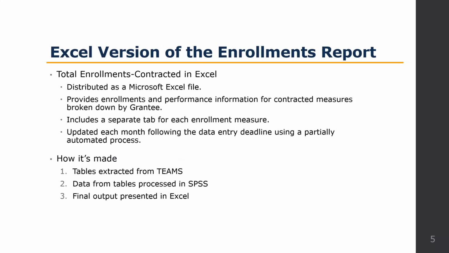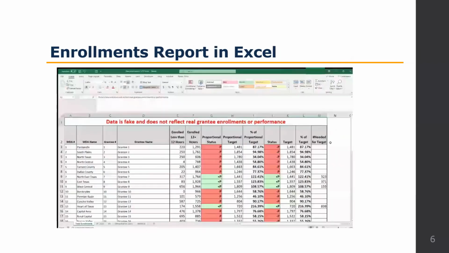So in this Excel sheet, we had separate tabs for each enrollment measure. We had grantee level information only. So we had the targets for the grantee and then performance for that grantee. It was updated once a month and then distributed after that. The report itself looked like this.